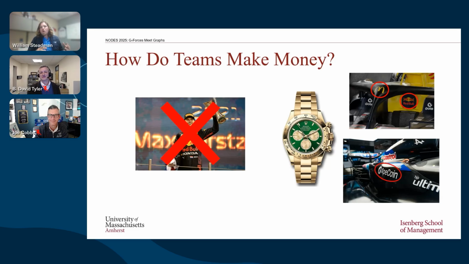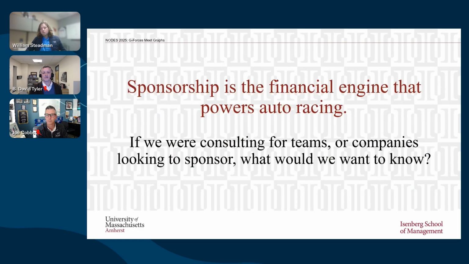And the money from all these companies comes in the form of sponsorship, which at its most basic level is just where a brand pays to be associated with a popular sports organization or team. There can be other benefits as well, but at its most basic level, that's what it is. So really what we're getting at here is that sponsorship is the financial engine that drives auto racing. It's what makes it work.